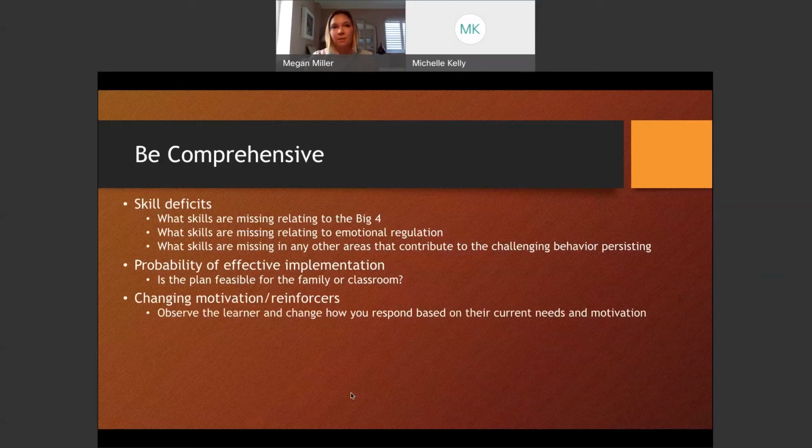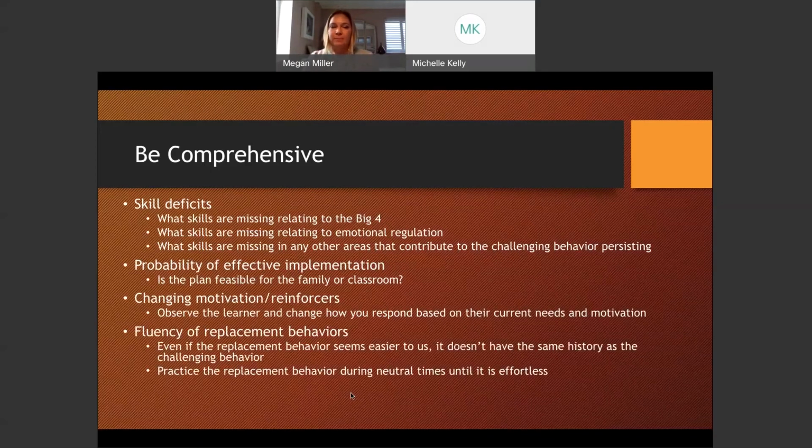You saw that in the video with the 7 steps that I just showed, but it needs to be so much bigger, and you'll see that when I show this shaping video in a minute. And fluency of the replacement behaviors. We need to make sure we're looking at how fluent the replacement behavior is.